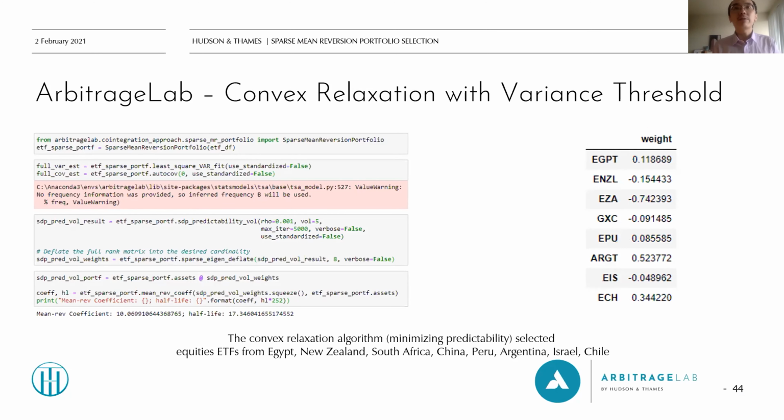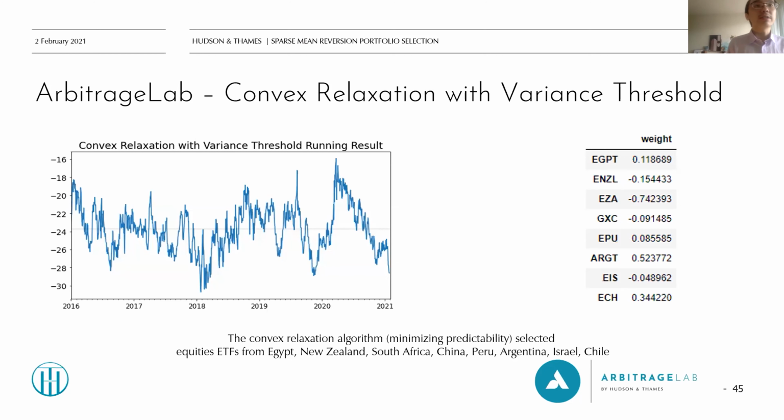And how about the convex relaxation with a variance threshold? Here we use the regularizer formulation of the convex relaxation optimization problem. And you can see that the algorithm still shows a very similar portfolio compared to the greedy algorithm. The portfolio here is more strongly mean reverting, as it only takes half a month to mean revert. And although the portfolio value looks a bit noisy, it still has sufficient variance that we can profit from.